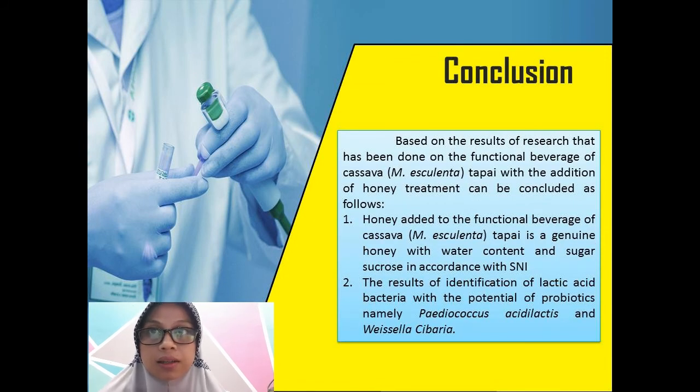The conclusion. Based on the results of research that has been done on the functional beverage of cassava tape with the addition of honey treatment, it can be concluded as follows. Number one, the honey added to the functional beverage of cassava tape is honey with water content and sucrose in accordance with SNI, the Standar Nasional Indonesia. Number two, the result of identification of lactic acid bacteria with potential probiotic, namely Pediococcus acidilactici and Weissella cibaria.